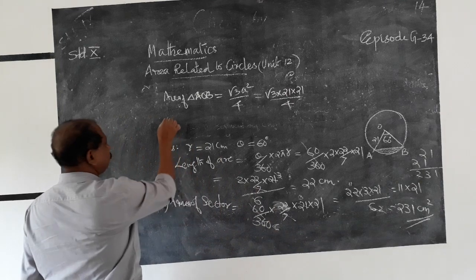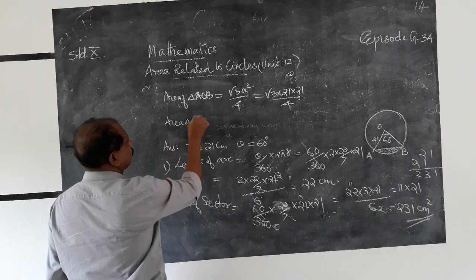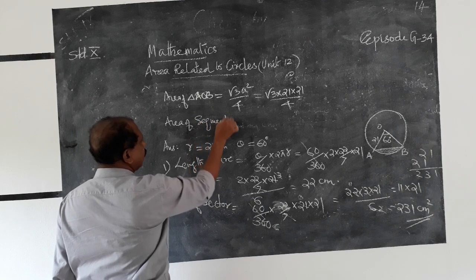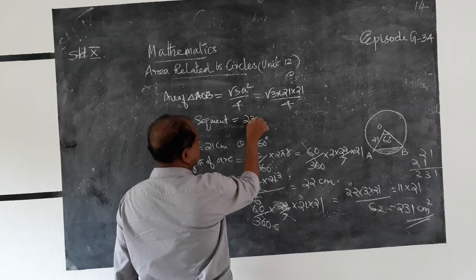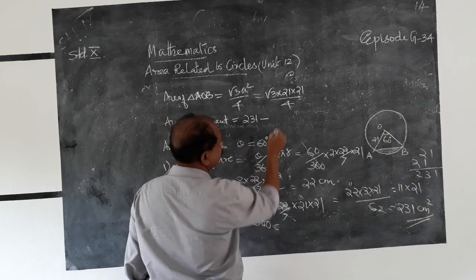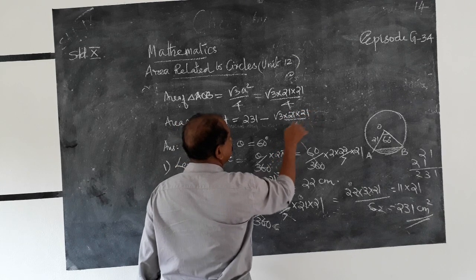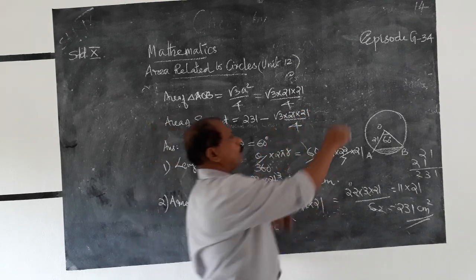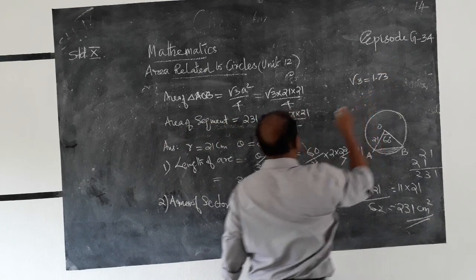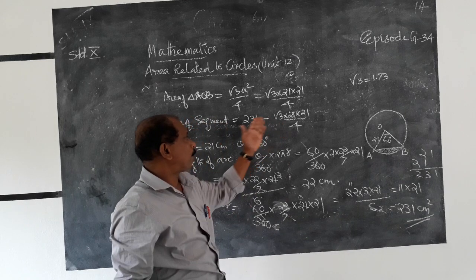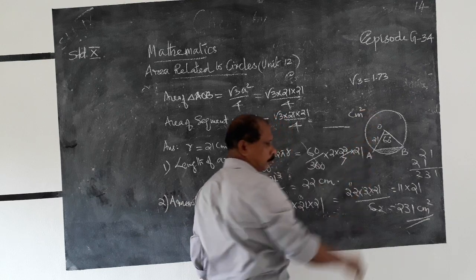Then area of segment is equal to 231 minus root 3 into 21 into 21 by 4. Calculate this value. What is root 3? Root 3 is equal to 1.73. Calculate this value, and this value subtracted from this one, we get the answer, that is centimeter square.